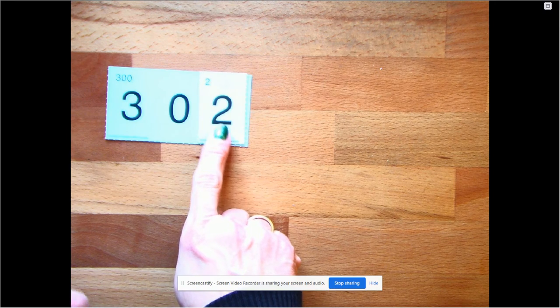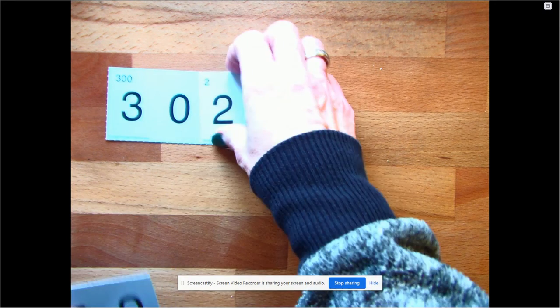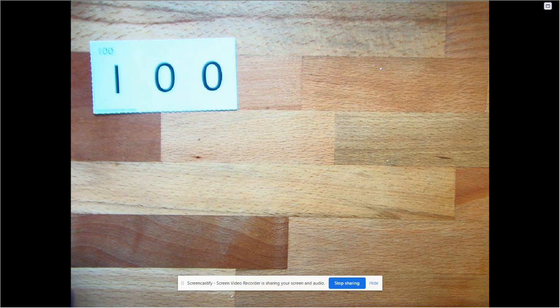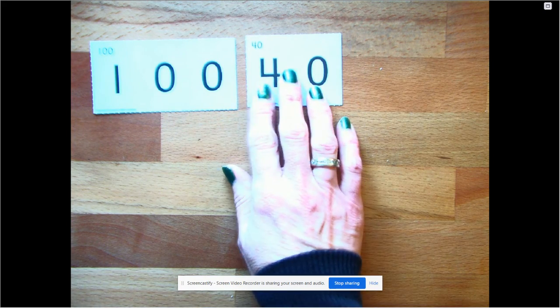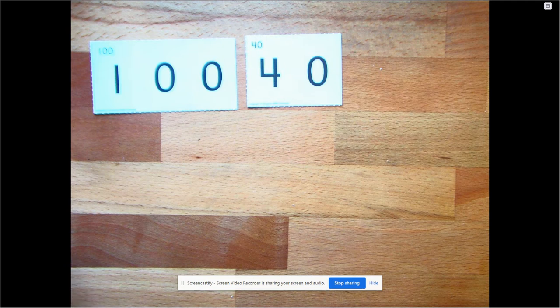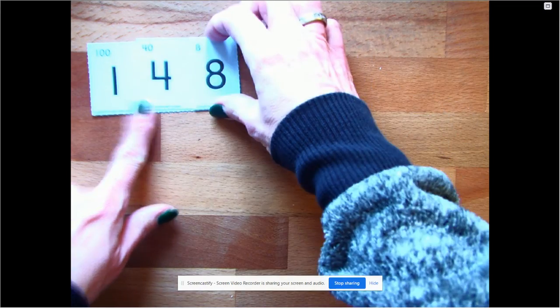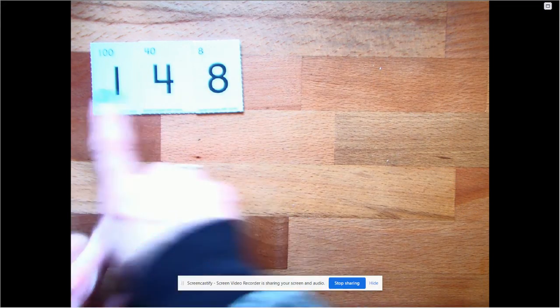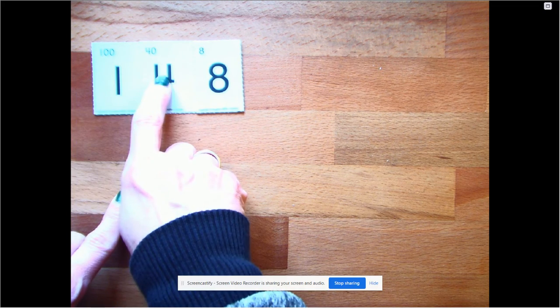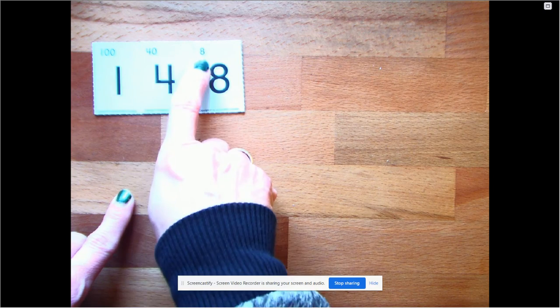All right, let's try another one. Let's build 148. Use those listening skills. 148. Here's my 100, my 40, my 4 tens, and 8 ones. 148. If I were to stack those, you can see there's the number 148. I have 1 of the hundreds, 4 of the tens, which is 40, 8 of the ones.